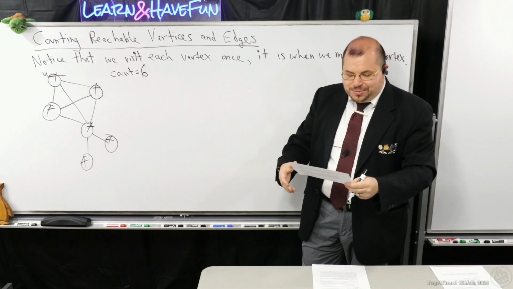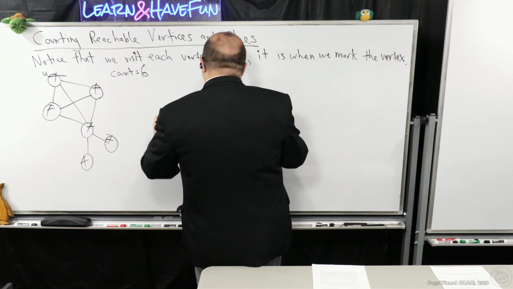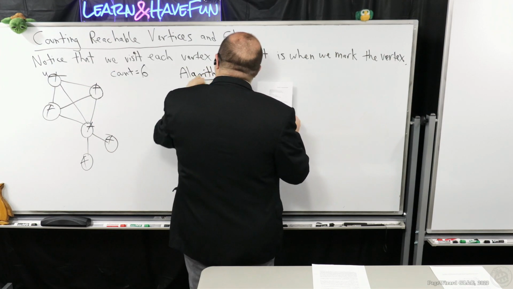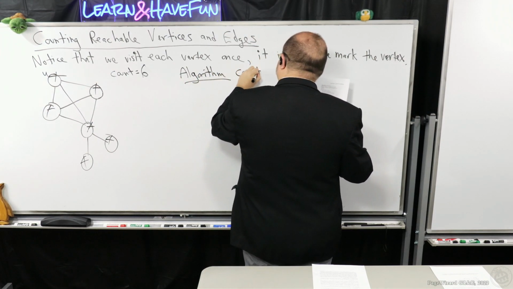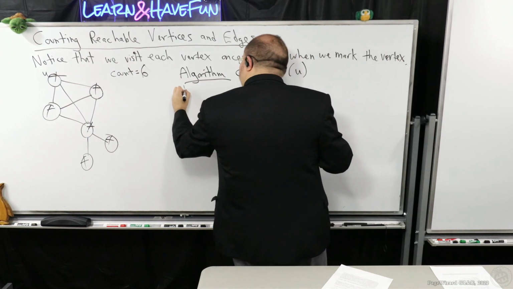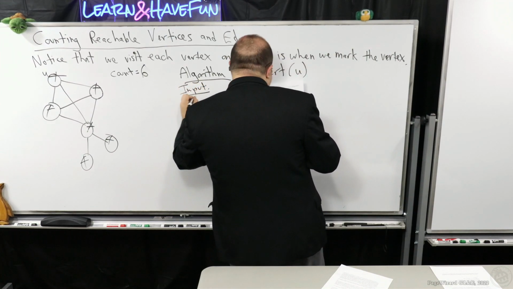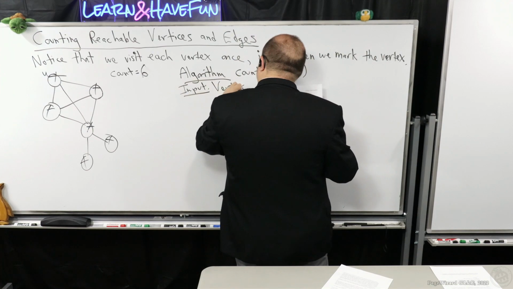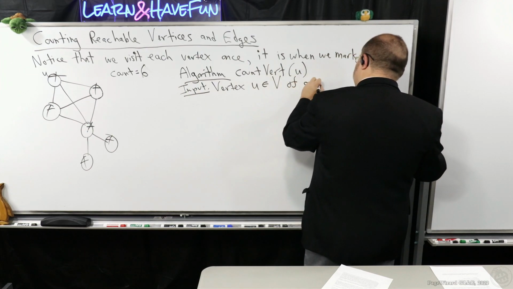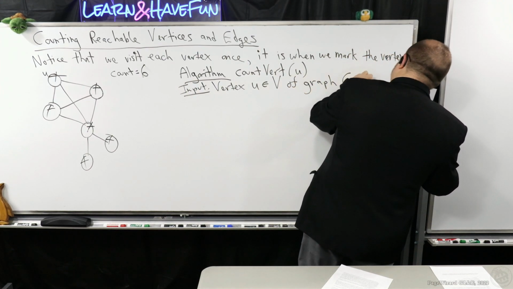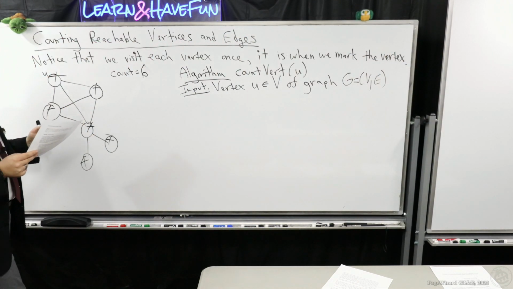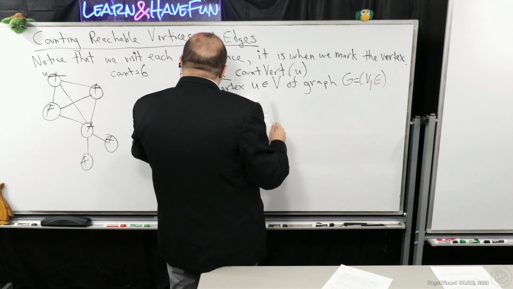So let me show you how this would look by simplifying depth first search. So here's the algorithm. I'm going to call it count vert, for counting vertices or nodes. I'm going to take in a vertex u of the set of vertices of some graph G equals (V, E). So I have my set of vertices, my set of edges. And as output, it's going to tell me the number of vertices reachable from u.